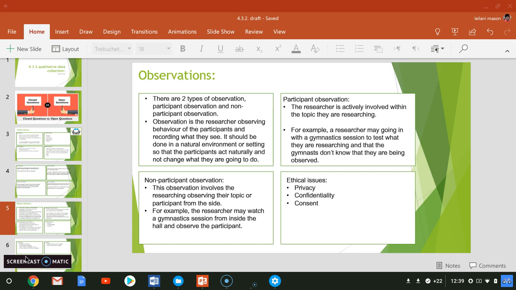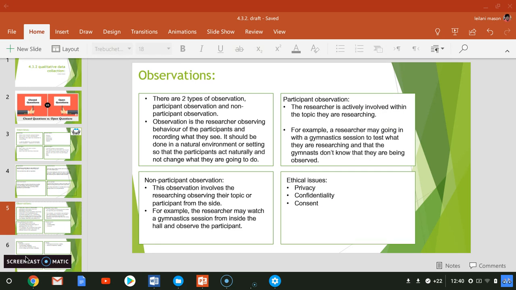So participant observation, the researcher is actively involved with the topic they're researching. So if the researcher is studying a gymnastics group and how flexibility improves their overall range of movement on all apparatus, and these gymnasts had a specific PNF stretching routine they had to do every session, the researcher would have to join in the session and try this PNF stretching program to see if the topic the researcher is actually researching is true, and they have to try and get the best answers they can out of it.